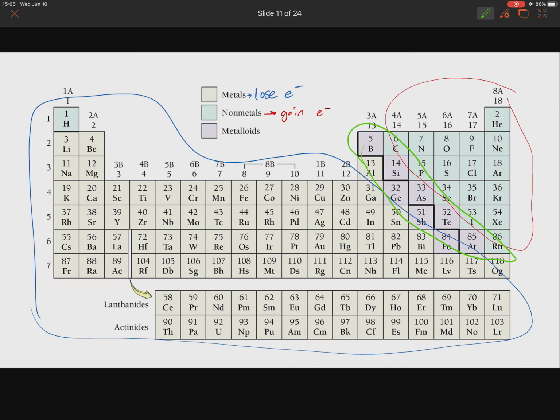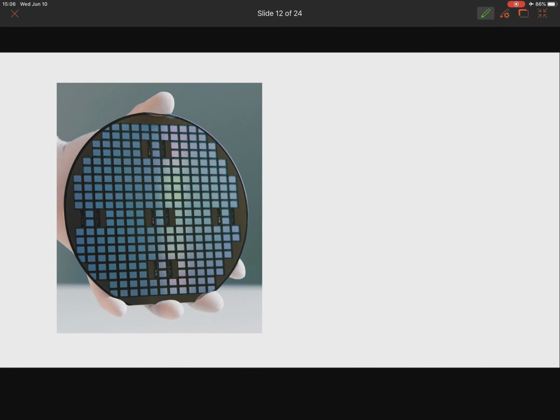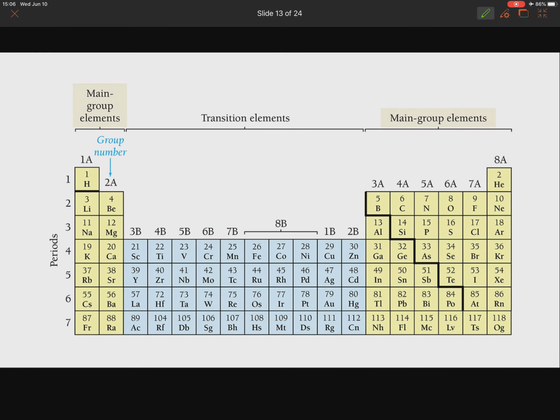It can be changed, it can be controlled. This actually makes semiconductors really useful in electronic devices. They're central to computers, cell phones, modern gadgets. Silicon, arsenic, germanium. Those are good examples of the metalloids. Silicon actually shown here. So, metals, nonmetals, metalloids. Now we also have some other classifications.